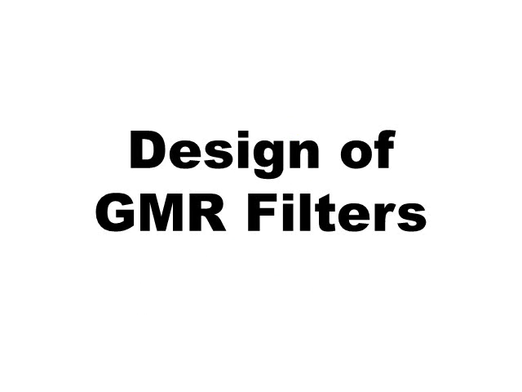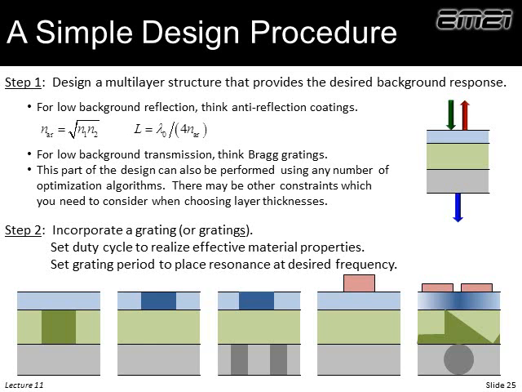Now let's talk about how to design these. Here's a very, very simple way to design these. First, we forget that it's a guided mode resonance filter, and we will design something with some number of layers, and we would model this using something like transfer matrix method. And we would design the refractive indices and the thicknesses of these layers to give us whatever background response we want. Maybe we want low background reflection, maybe we want high background reflection, but we designed some number of layers, thicknesses, refractive indices to give us that.